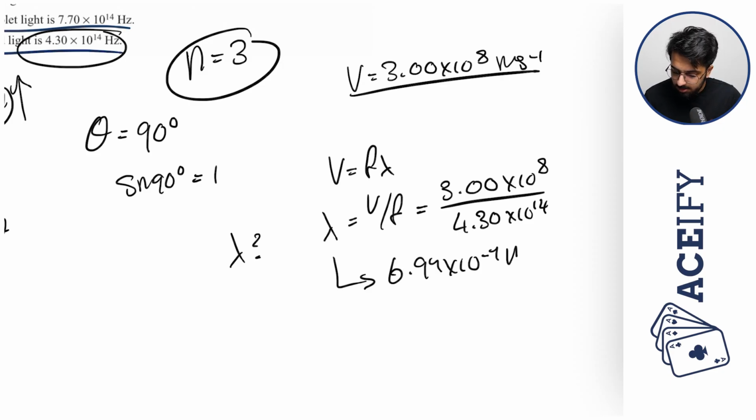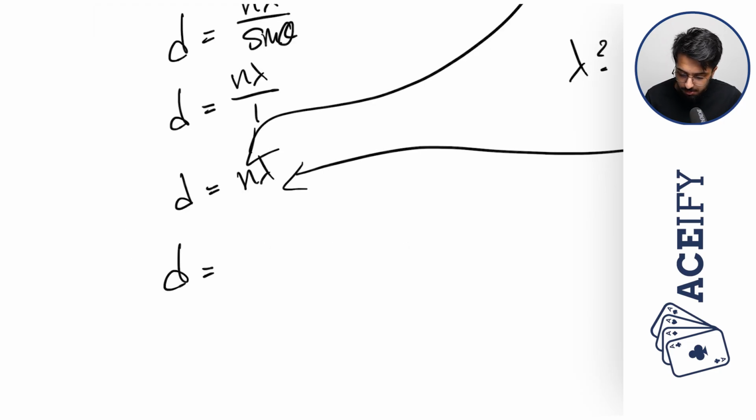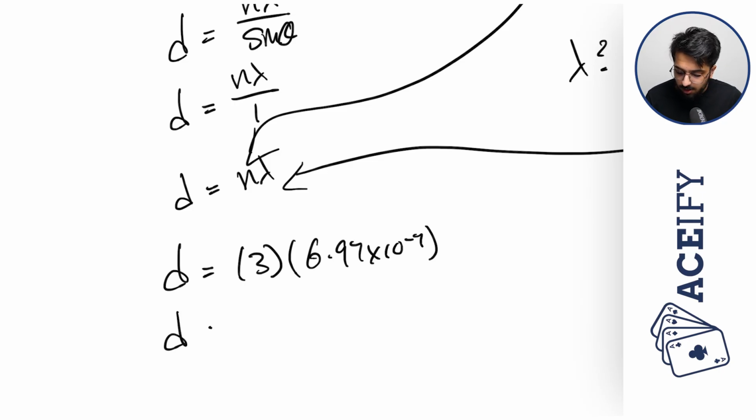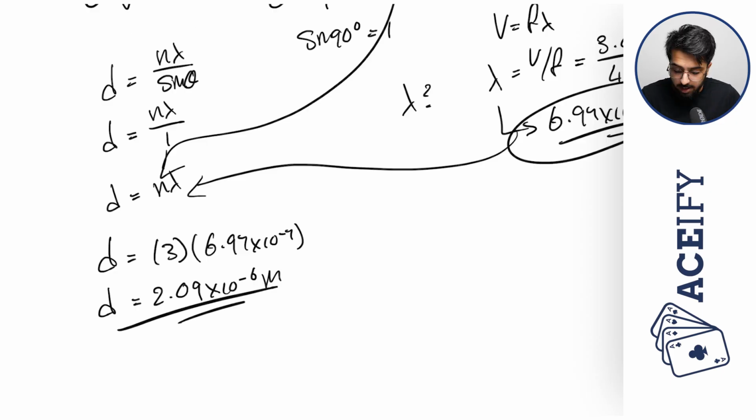Now plugging this in, we get d equals 3 times 6.97 times 10 to the negative 7, and this gives a d value of 2.09 times 10 to the negative 6 meters. There we go, and with that, we're done.